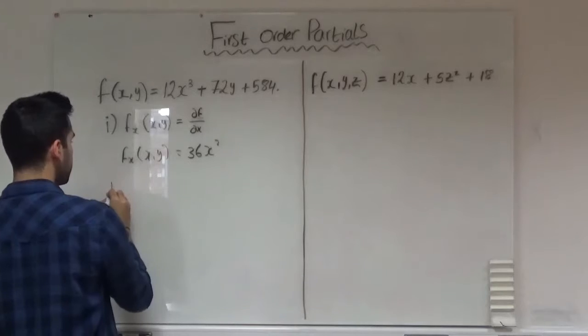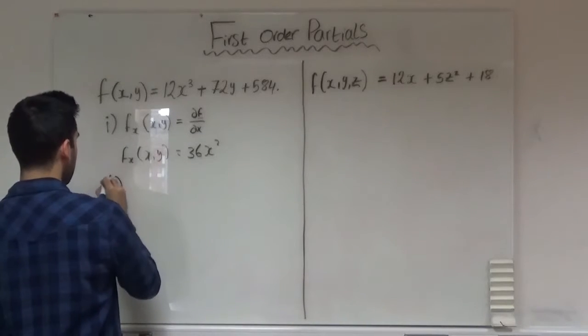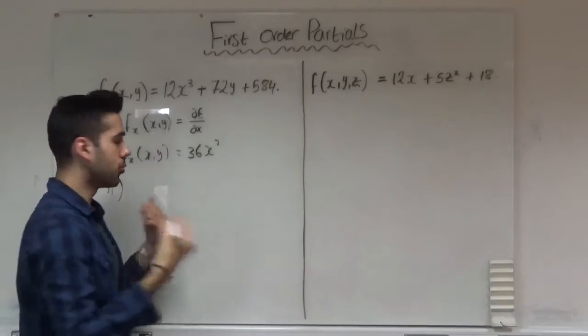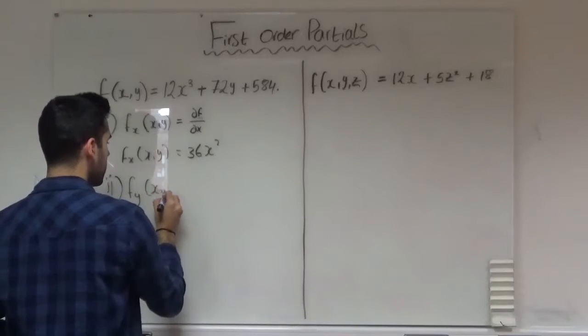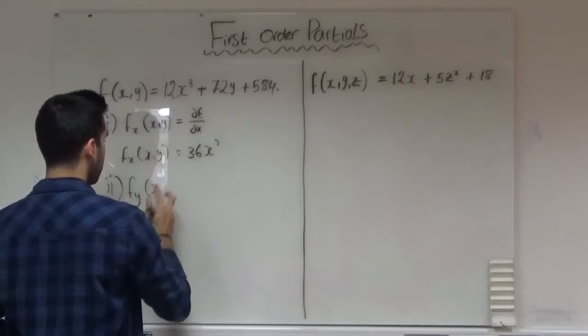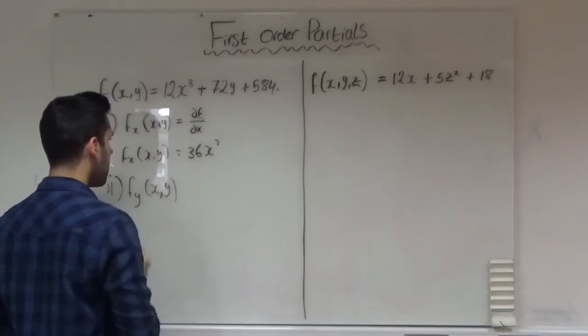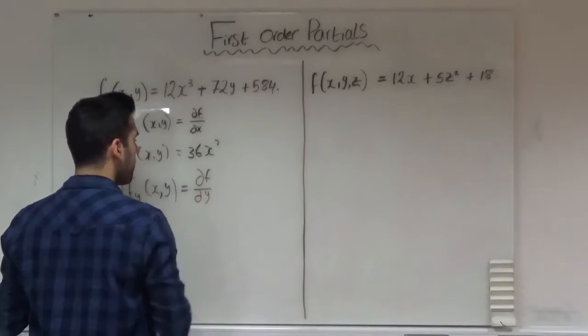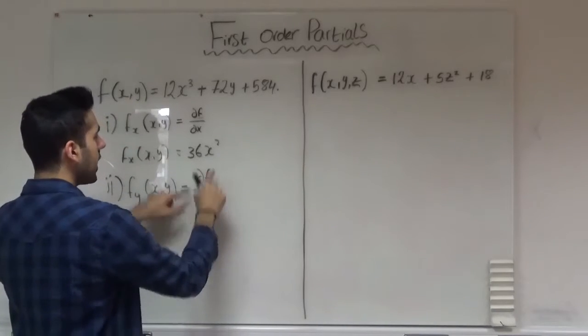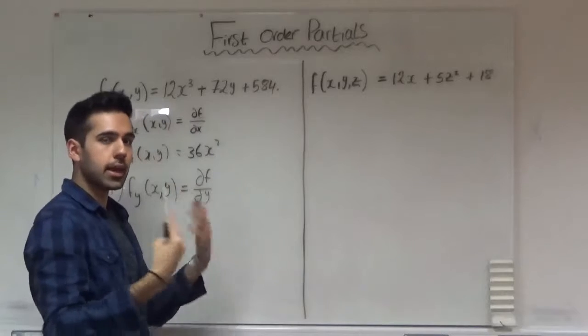Now, part 2 would be something like find the partial with respect to y. So if we have partial with respect to y, it would be written like this. And this is again equivalent to saying del f by del y. So we want to be differentiating everything that has a y term in it and nothing with an x term.